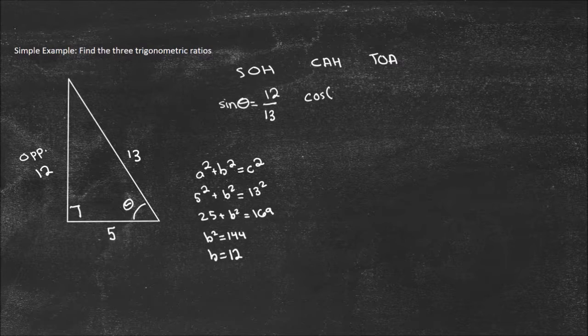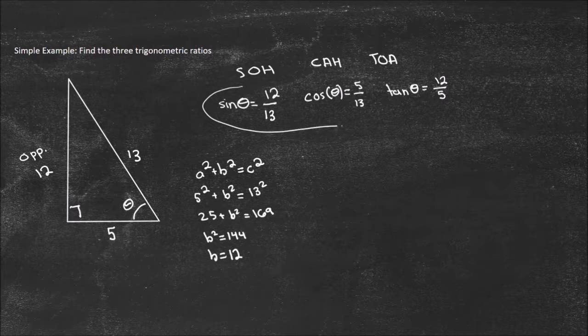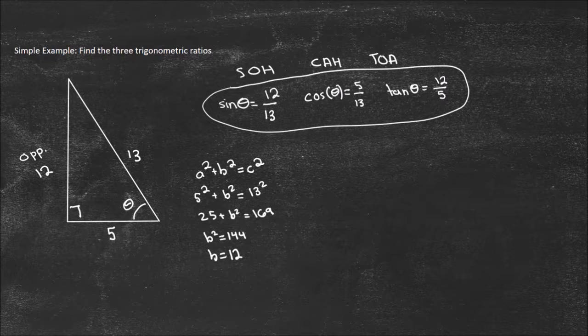Cosine is adjacent over hypotenuse. So cosine of theta equals 5 divided by 13. And finally, our tangent of theta is TOA, which is opposite over adjacent, is 12 divided by 5. So those are our three ratios for this angle. And now let's name this one. Let's just make this angle x. And now let's find the trigonometric ratios for that.